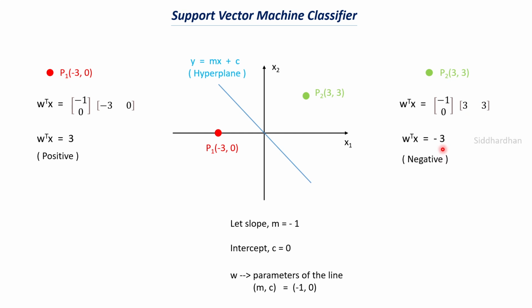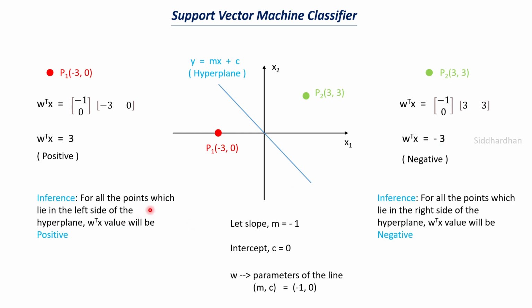So the main inference that you can make from here is, for all the points which lie on the left side of this hyperplane, the w transpose into x value will be positive, as you can see here. Whereas for all the points which lie on the right side of this blue colored hyperplane, the w transpose into x value will be negative. So this is how our support vector machine classifier will try to classify the data points. It will multiply the data point with the parameters of the line. So w basically is the parameters of the line, which are m and c, parameters of this blue color line. It will multiply this data point value, which is minus 3 comma 0.